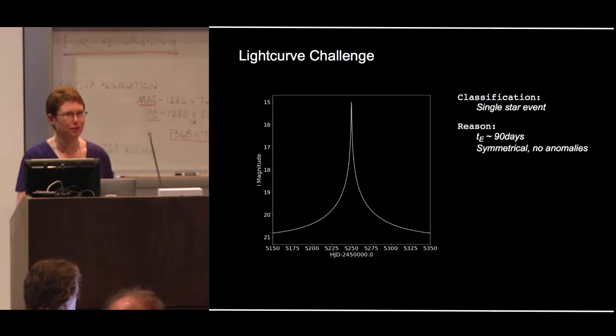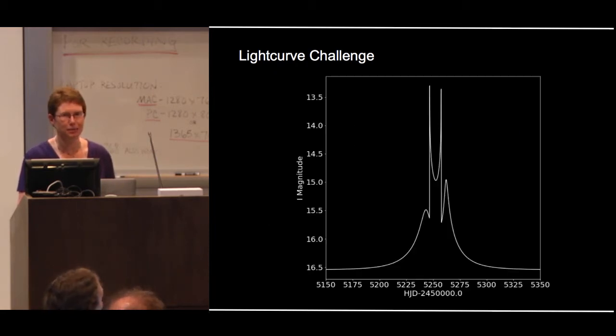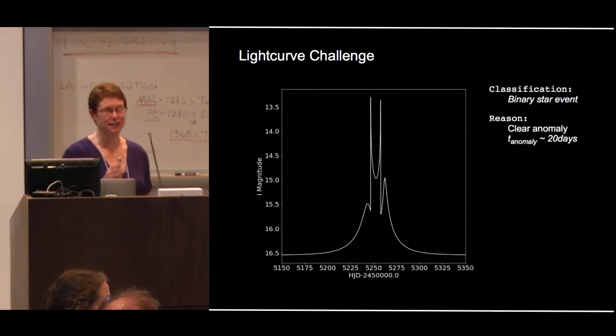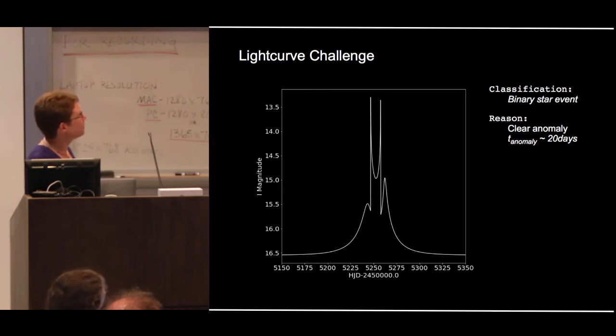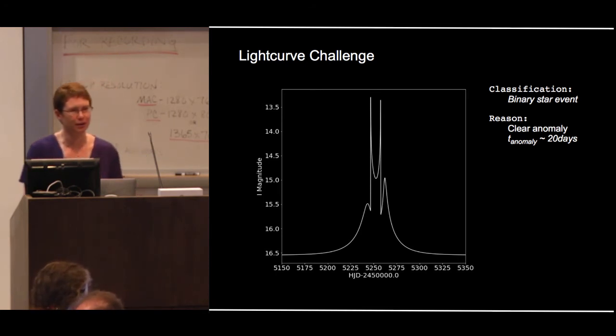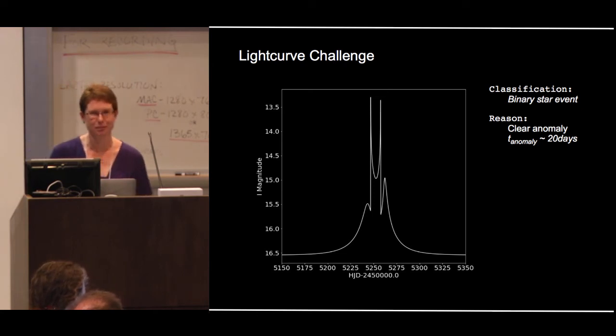This one's a little more complex. Single lens, anybody? Okay. Planetary binary? Two takers, interesting. Stellar binary. Most hands up, that's good. Very good. Yes, there is a clear anomaly in this, and the anomaly timescale is roughly 20 days, which puts it more in the scale of the stellar binary than the planets regime.